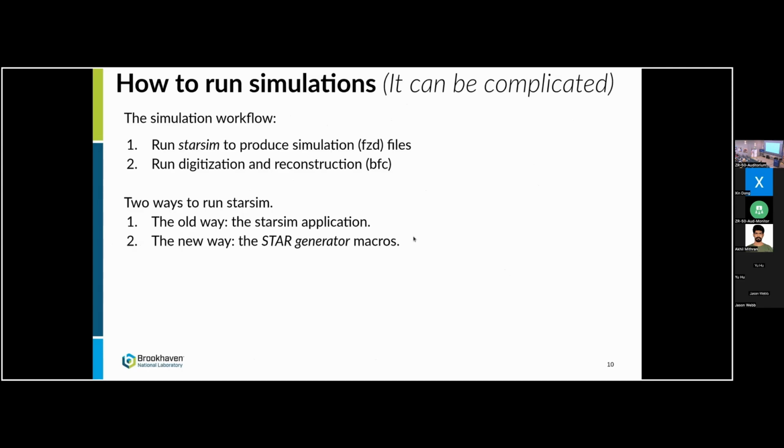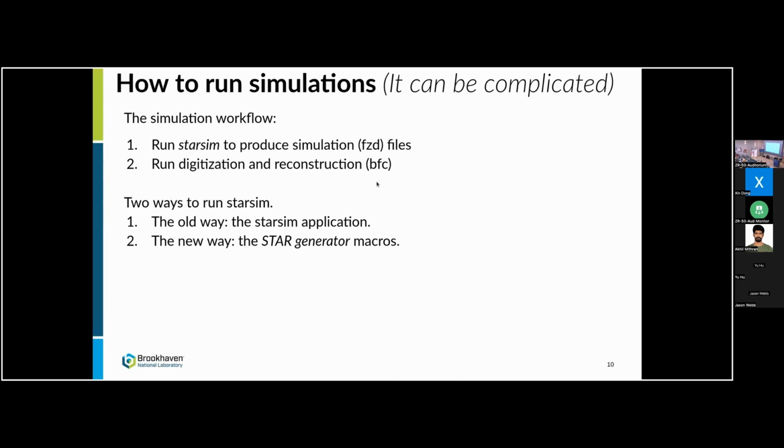Okay, so we've discussed two of the questions, why we do simulations and what they are. Now let's touch on how to actually run them. And this is where again, it can get complicated. The simulation workflow itself is fairly straightforward. You run StarSim to produce a simulation output file. These are called FZD files. And then you run in a separate chain, in a separate process, the digitization and reconstruction chains. And this is through a piece of code called the BFC, the Big Full Chain.